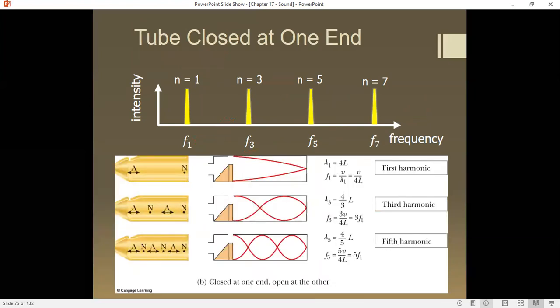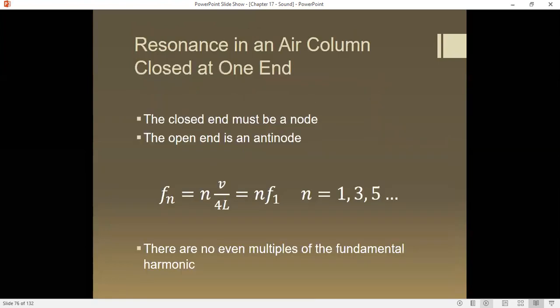Okay, so again, we see this in organ pipes where one end is closed, one end is open. We see this in musical instruments such as the clarinet. One end is open, one end is closed. And again, if we talk about the fundamental frequencies, I should say the harmonics, the fundamental frequency is the velocity divided by 4L.